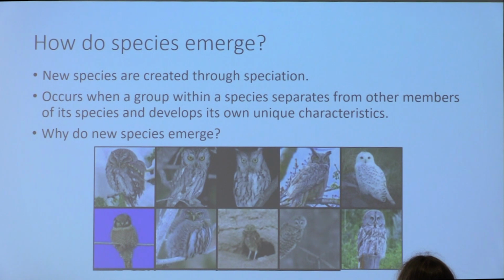Let's talk about that. New species are created through a process of speciation. That occurs when a group within a species begins to separate out and begin an evolutionary divergence into its own species as it develops unique characteristics to that group. So can anybody think of reasons that a new species would begin to emerge?